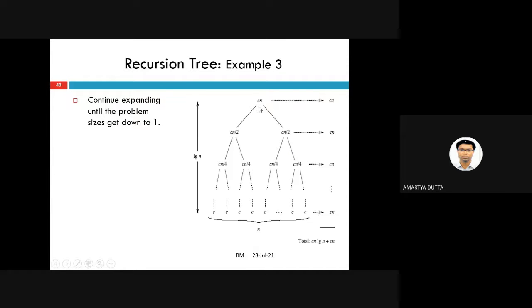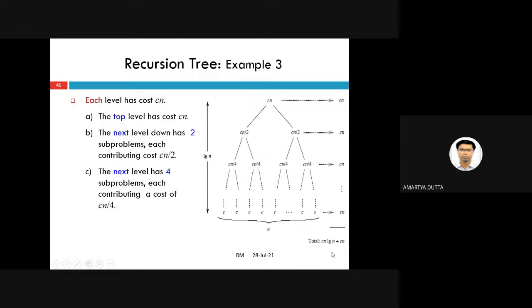Here Cn is divided into two parts, Cn/2, Cn/2. Again Cn/4 and so on. So at each step, the cost is Cn. At the last step, n number of C will be there. That's why Cn, height is log n, so Cn log n plus Cn. So this is the recurrence tree method.